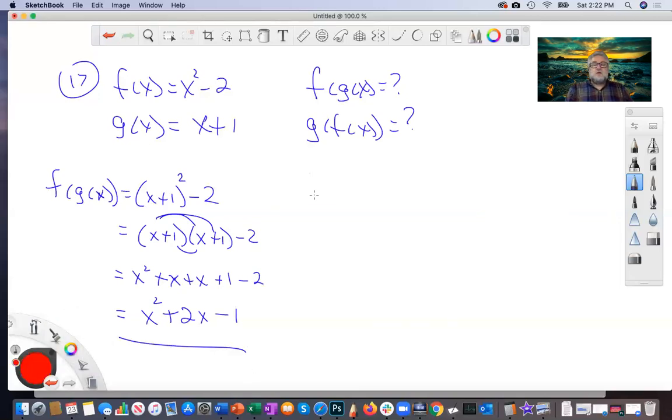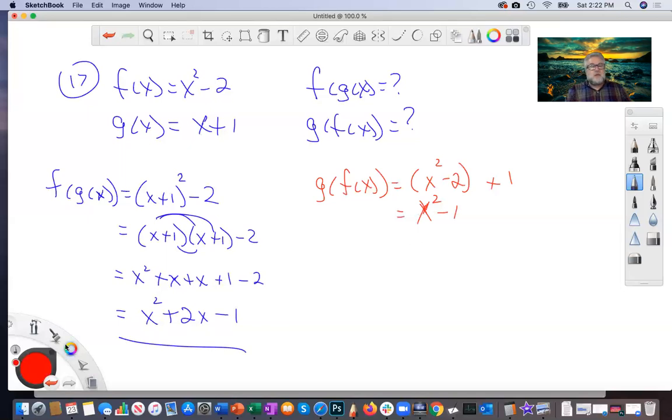Now we do the other way. G of f of x. So I'm going to take g of x and I'm going to fill x with f of x. So I'm going to put this into x. And I don't have to do much here. This is going to be x squared minus 2 plus 1. We're going to get x squared minus 1.